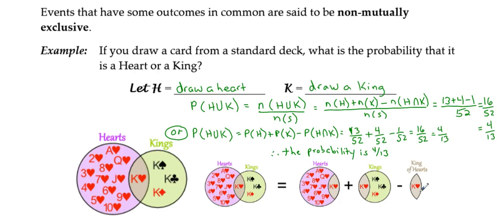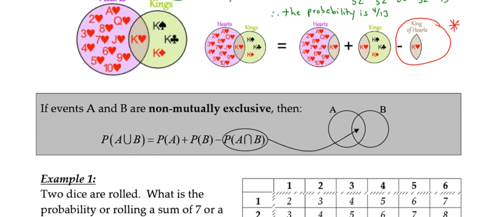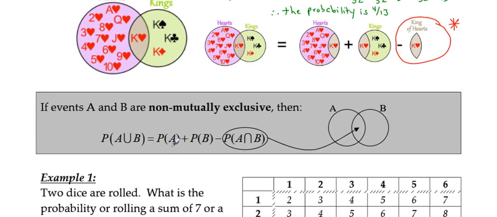Now, the issue here is this is what a lot of people will forget to do. They will add the hearts and they will add the kings because the question says or, but they will forget to do the overlap. So please, you got to think about whether this is mutually exclusive or non-mutually exclusive, and if it's not mutually exclusive, you've got to subtract that overlap. So that's the formula for non-mutually exclusive. It's probability of A plus the probability of B, but you've got to subtract that overlap.